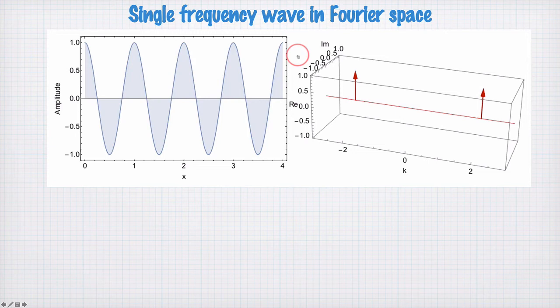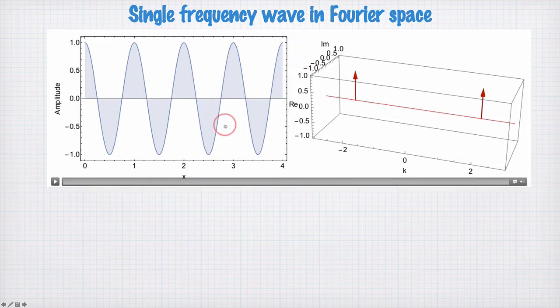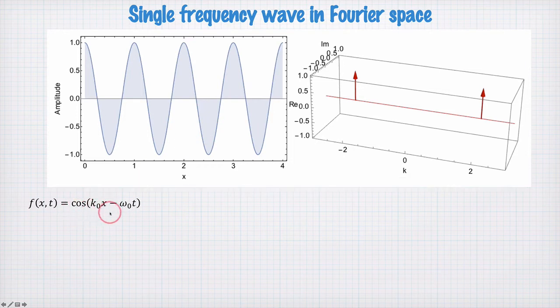Now before we go on and generate these models of dispersive wave propagation, we're going to start with a single frequency wave. So here is a harmonic wave in real space. We can write it down as a cosine function, so cosine(k0 x minus omega naught t), and the speed of the wave is c, which is the ratio of omega naught to k0, and this is a constant.